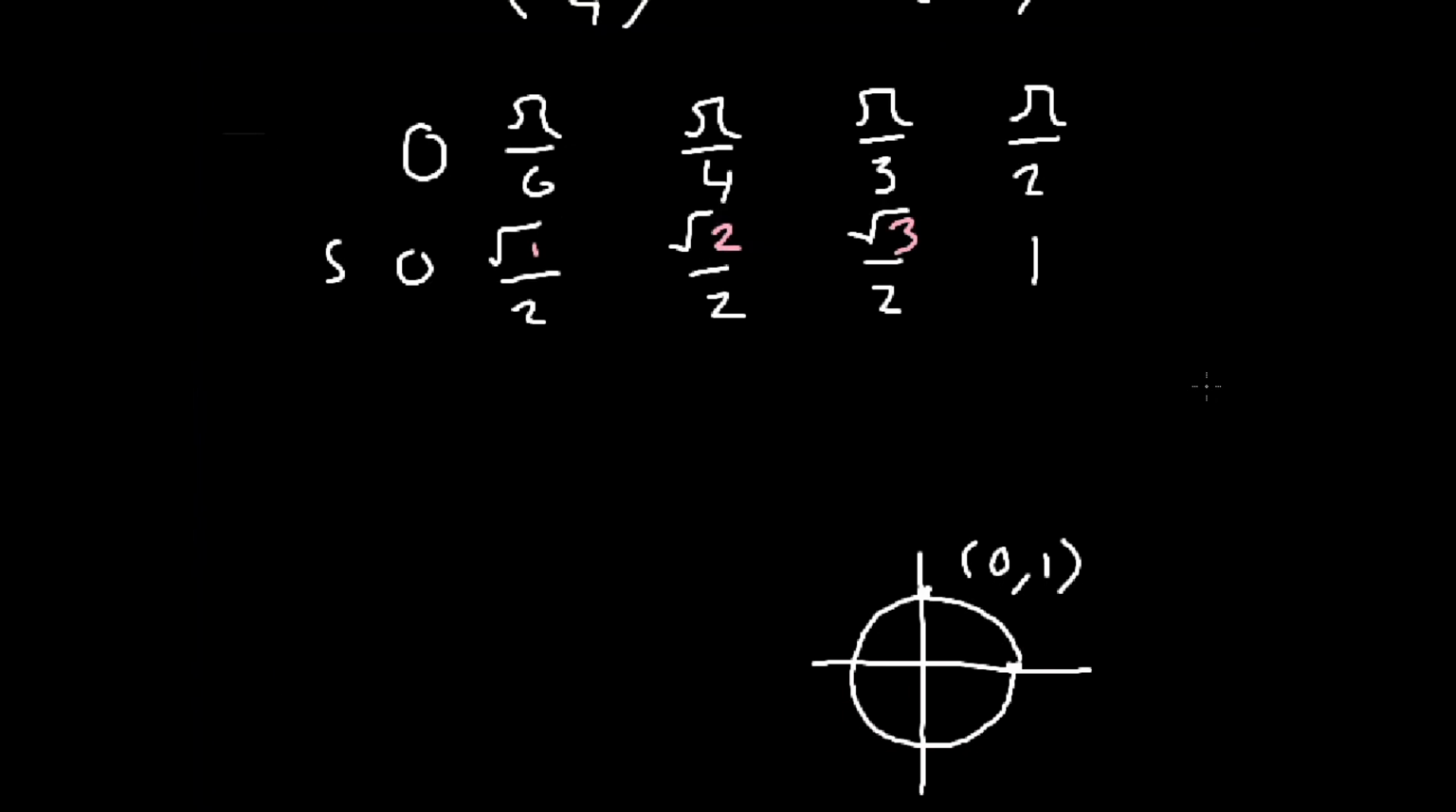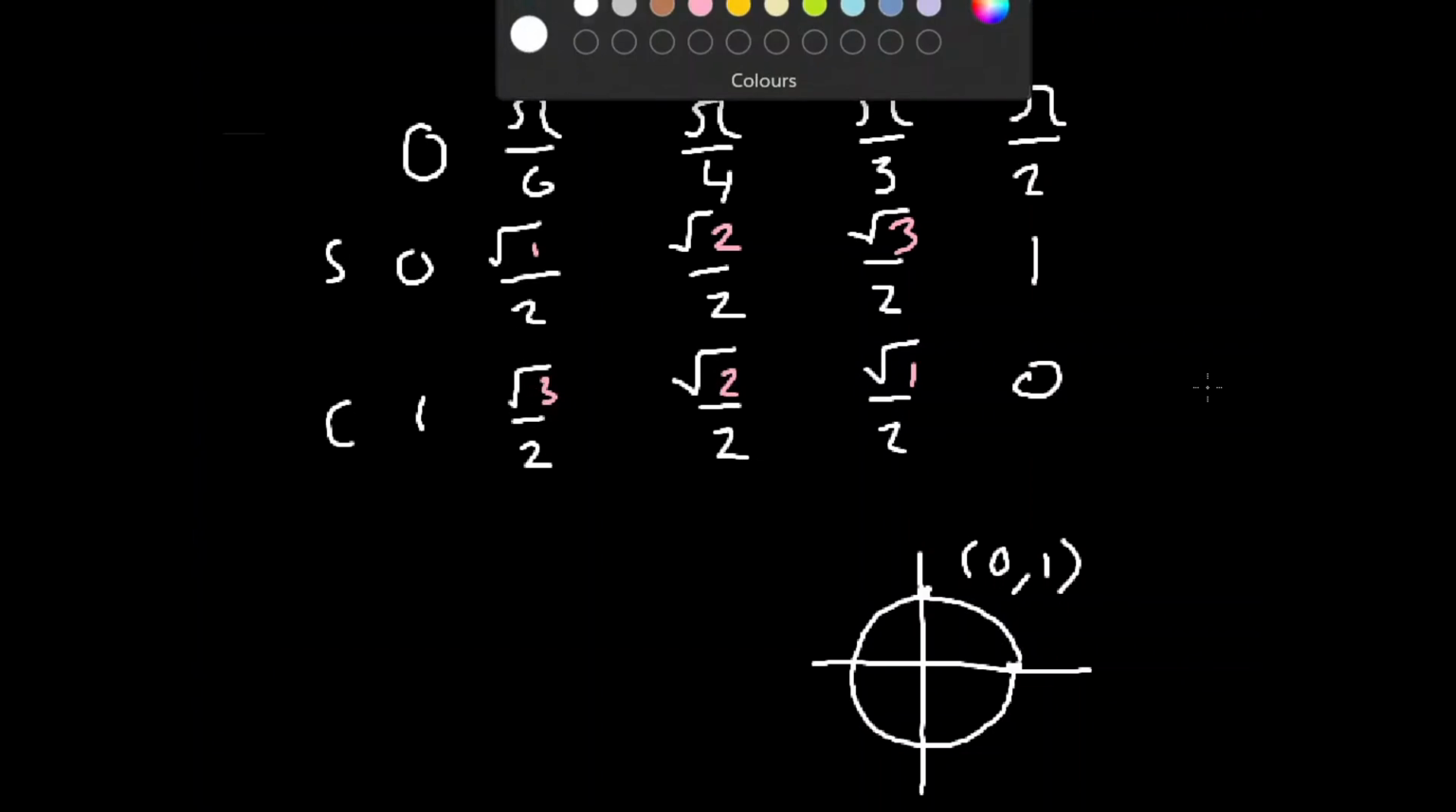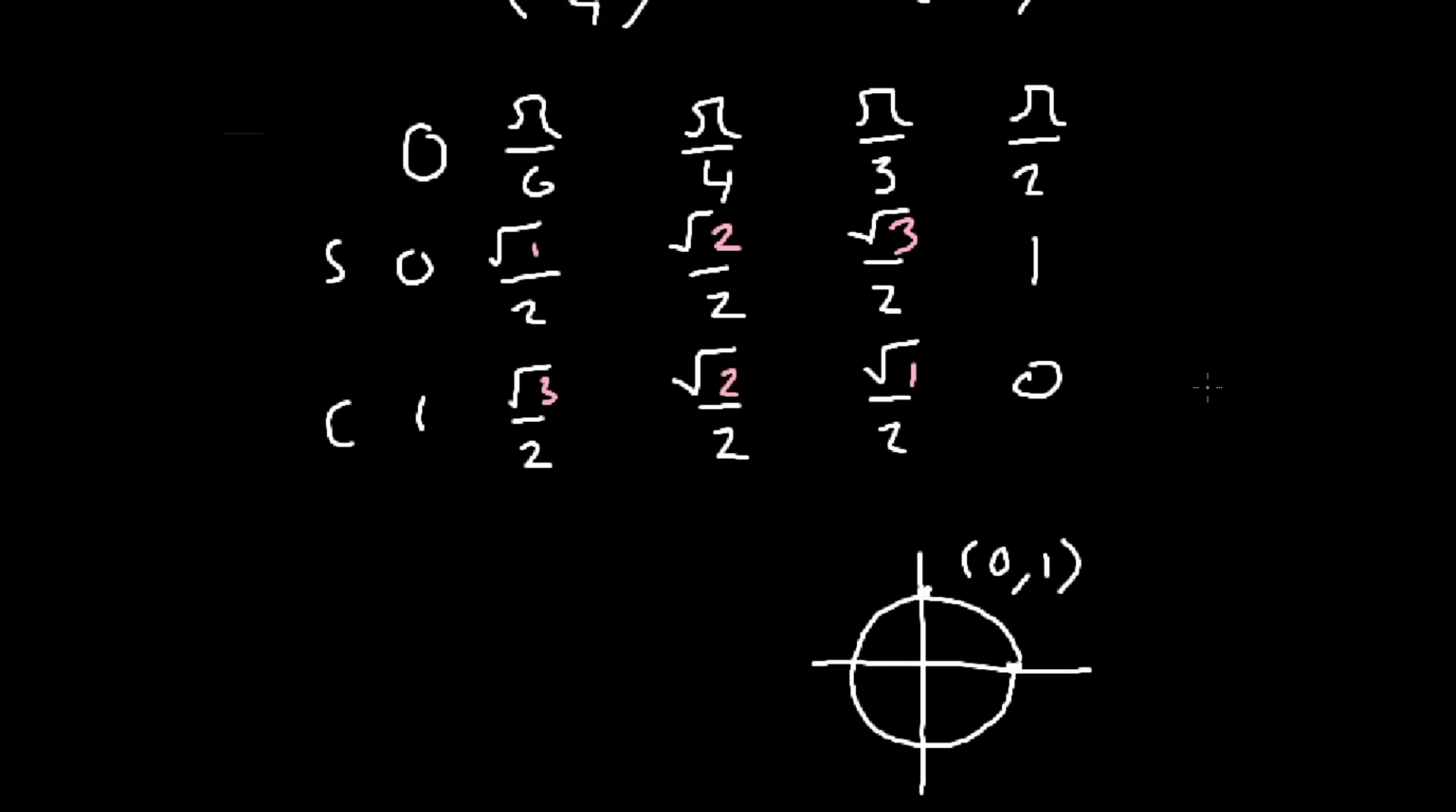So we do the same thing with cos, except we reverse it. We start off with 1, and we divide everything by 2. We have our square roots there. But this time, we go back from 3. So 3, 2, 1.